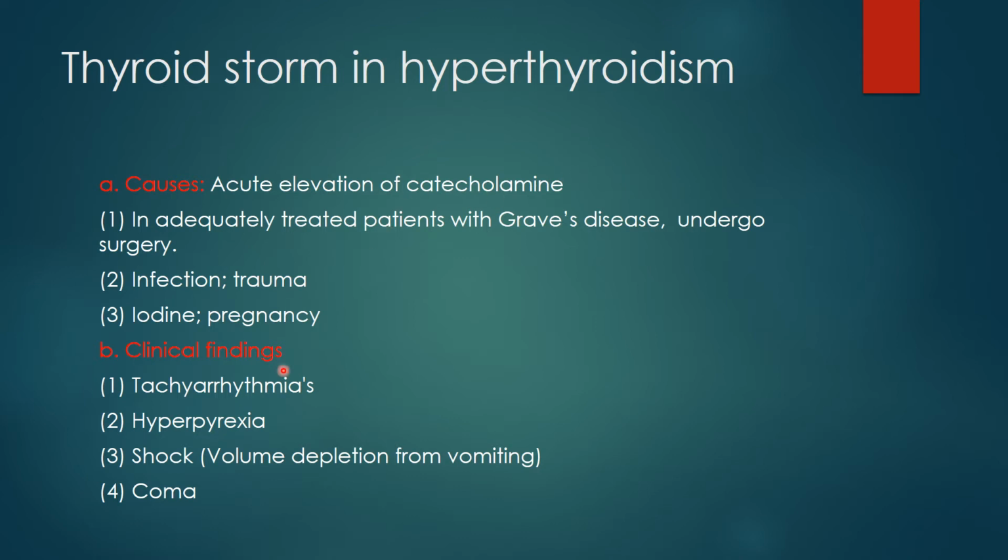This catecholamine excess may affect the heart, the body temperature and the volume of the body, and leads to these serious clinical findings. These conditions can be treated by reducing the iodine intake, by giving inorganic iodine, by beta blockers, by antithyroid drugs, and some of the time the patient may undergo ICU treatment.